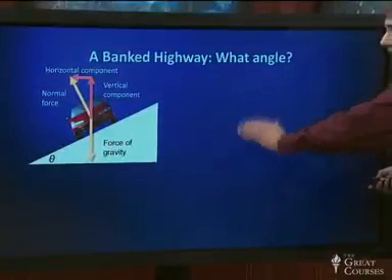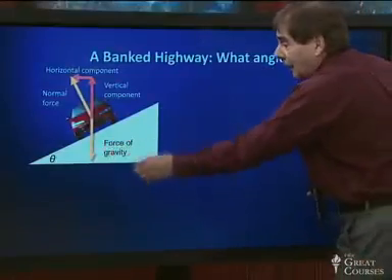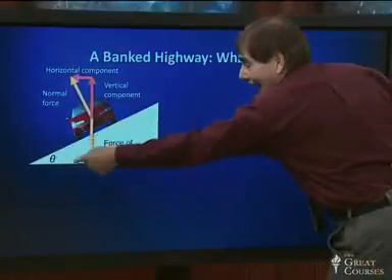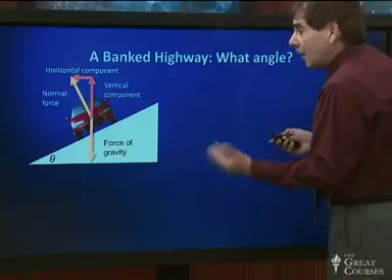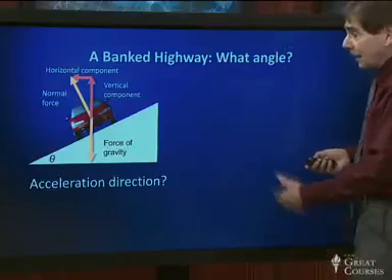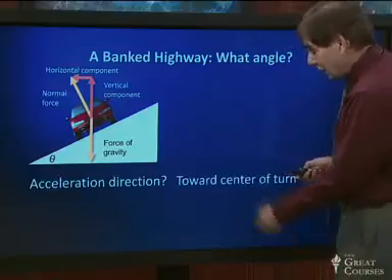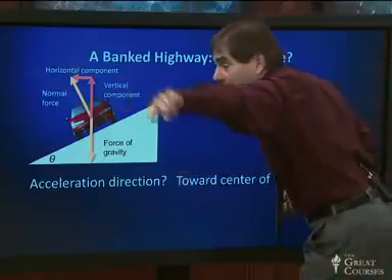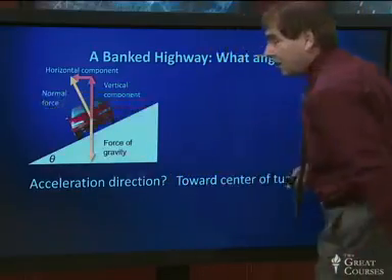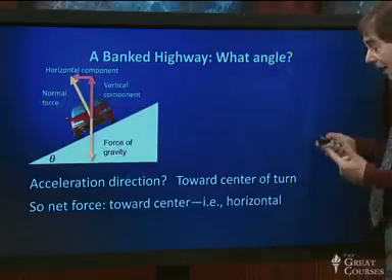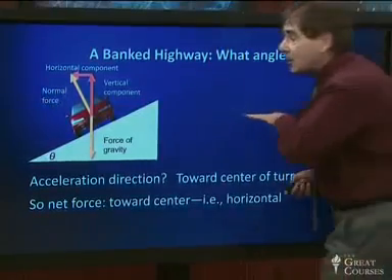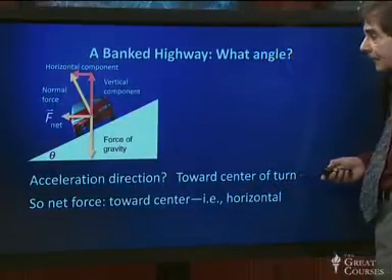So the question is, here's a banked highway. We're looking at it head on. Here's a car coming at us. The angle of the banking is theta, and we want to know what that angle has to be. And we have to begin by thinking about the direction of the acceleration. It's toward the center of the turn. The car is executing a turn like this. The center of the turn is that way. So the direction of the acceleration is toward the left. So the net force must be toward the center. It's horizontal. It's that way.